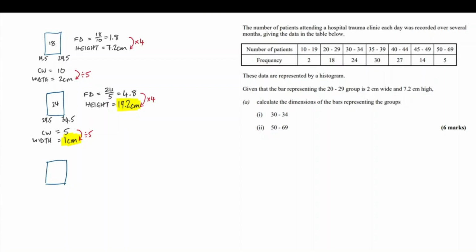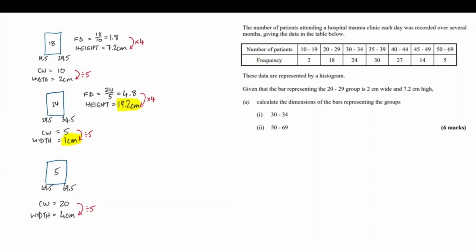Okay, next, 50 to 69. This time round, the bounds, once again, 49.5 to 69.5. So this is the widest class width we've had so far. It's going to be a class width of 20. We can find the drawn width by applying the same scale factor. We're dividing by 5. The drawn width, the centimeter width, is 4 centimeters.